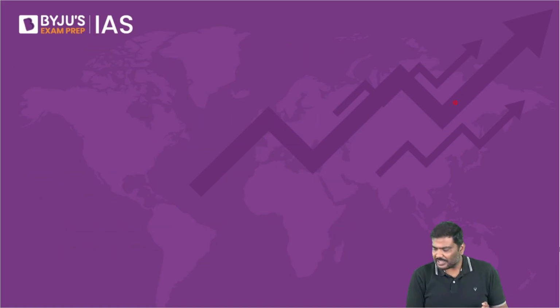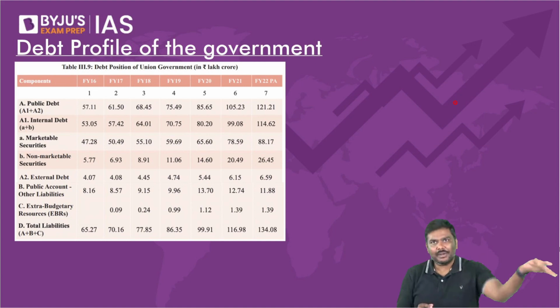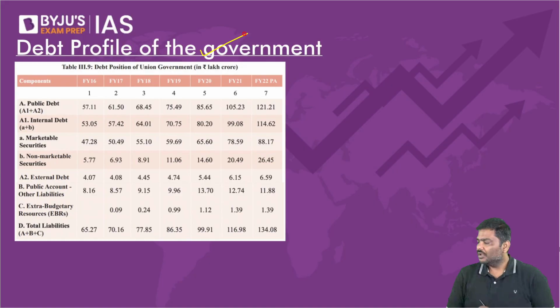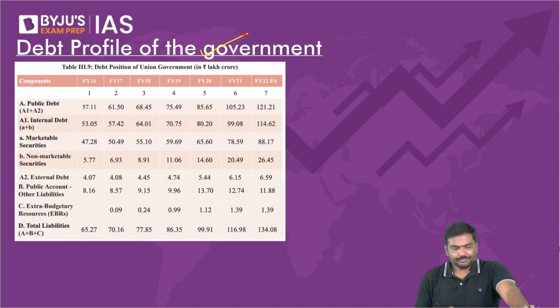Because of this, don't you think PD is a better indicator compared to FD? That is the argument. Okay, come to the next now. What is the debt profile of the government?